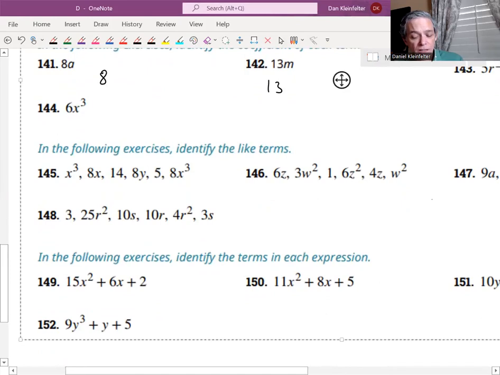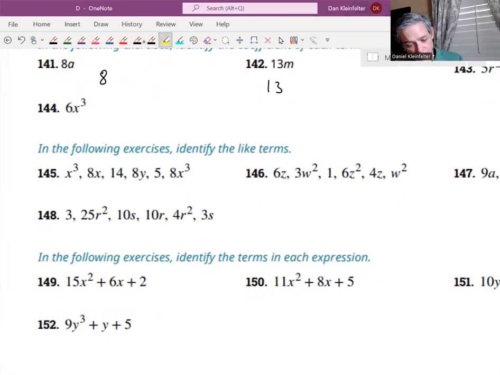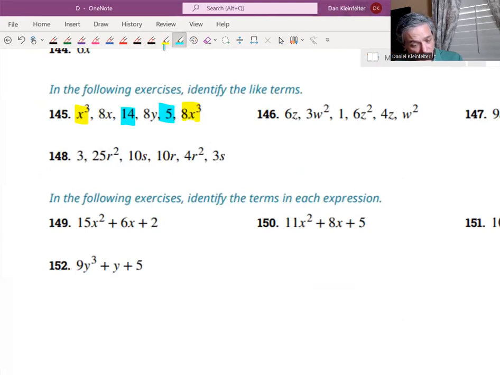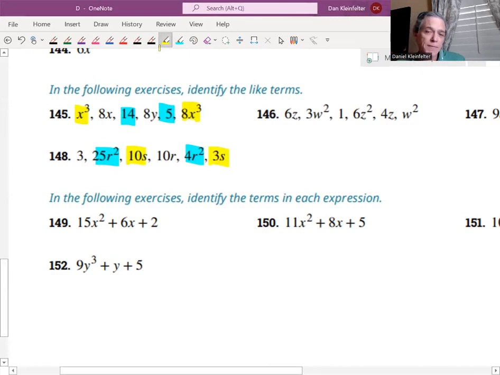In the following exercises, we're going to identify the like terms. So here we'll have x cubed and 8x cubed are like. And then what else have we got? We have 5 and 14 are the same. Okay, so that was pretty fun. Let's do the one with the r's and s's. What's like? We have r squareds. Notice that r squareds and r's are not the same. We have s's though. 10s and 3s are alike.